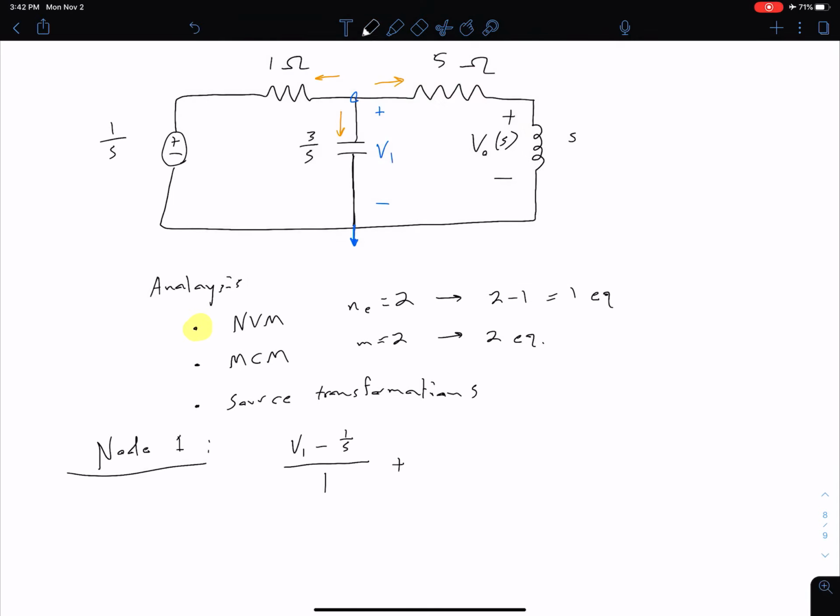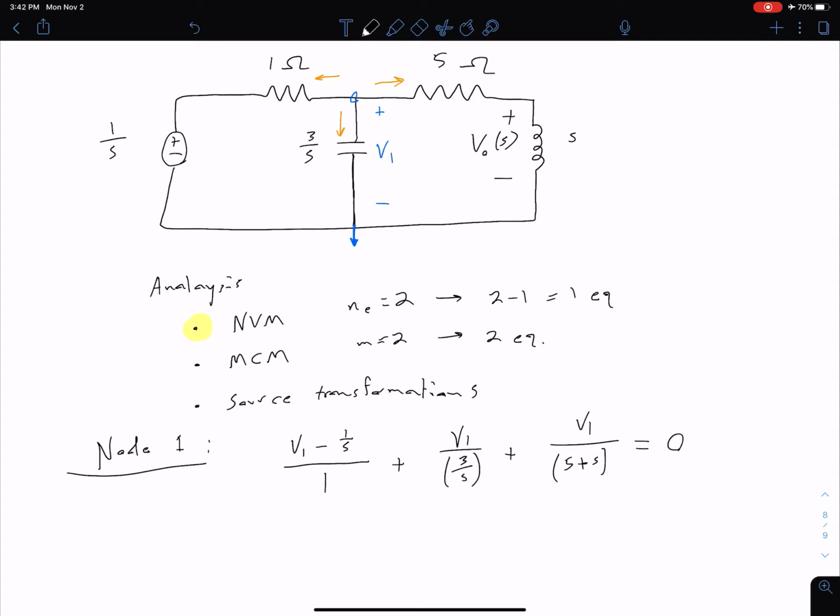Our current out of the bottom is just V1 divided by that impedance of 3 over S from our capacitor. And our current going out the right is just V1 divided by the sum of those two impedances, 5 plus S, so we can combine those two in series. That's all of our currents, so we're going to set that equal to 0.